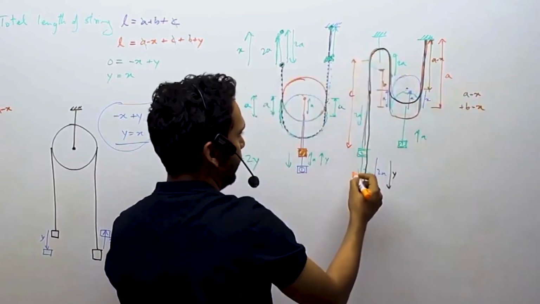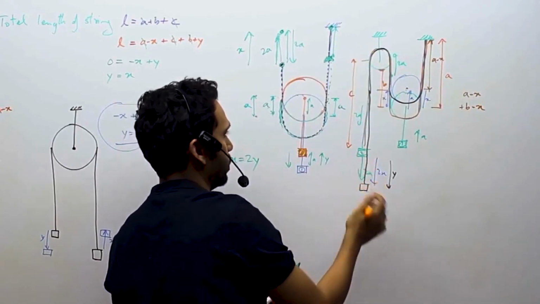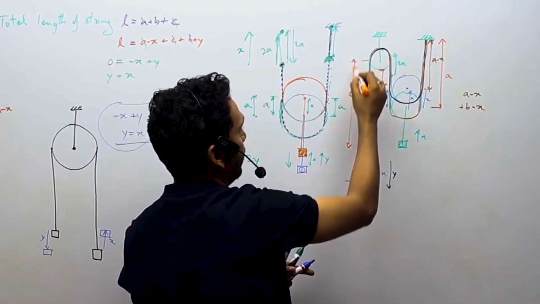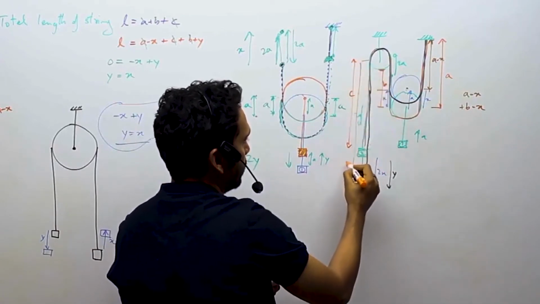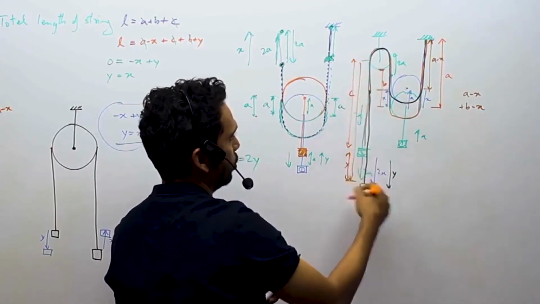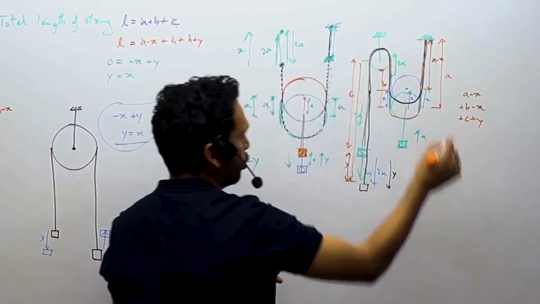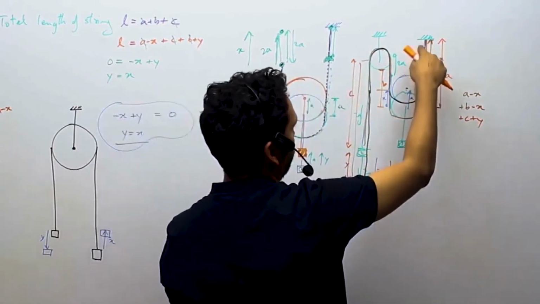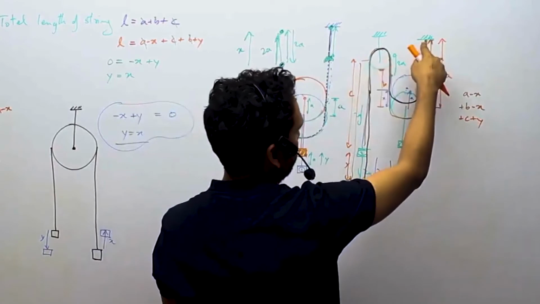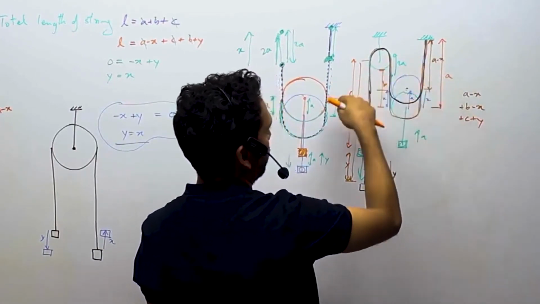And what about this side? We'll not call it 2X yet because we have not found out what the relation is. So we'll call this extra length Y over here. This was your C, so this is C plus Y. That's your total length of the string. And in the orange case, earlier, the total length of the string was A plus B plus C.